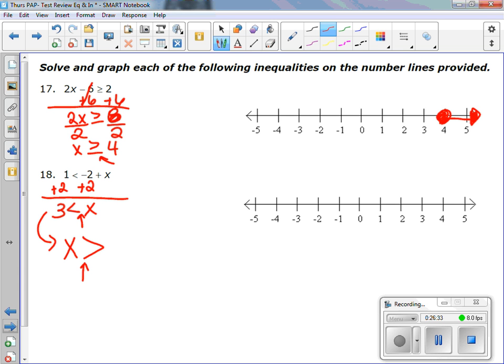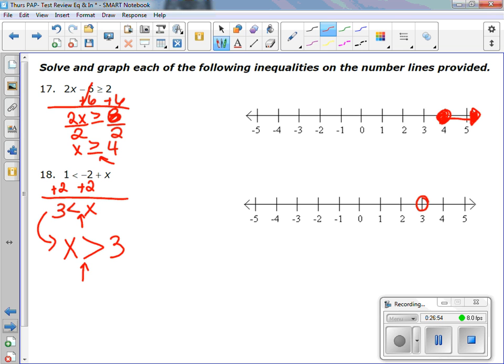In other words, the point points to the 3, so the point should point to the 3. I like writing it this way because it's a little easier to read. My turning point is going to be at a 3, and because it does not have the equal sign, it means it has to be an open circle. I can't color it in because x has to be greater than 3.